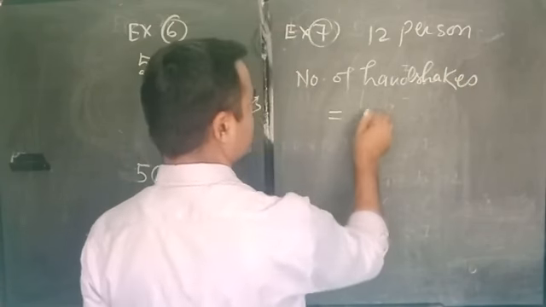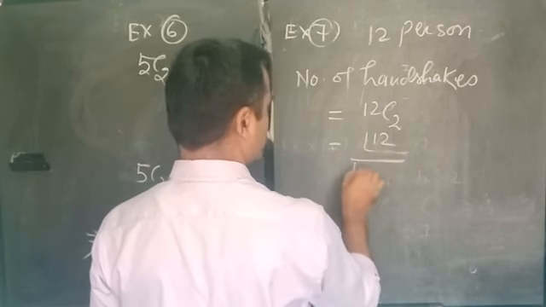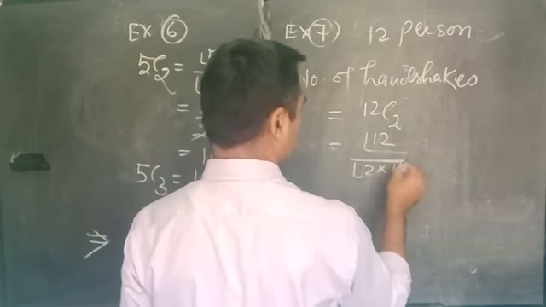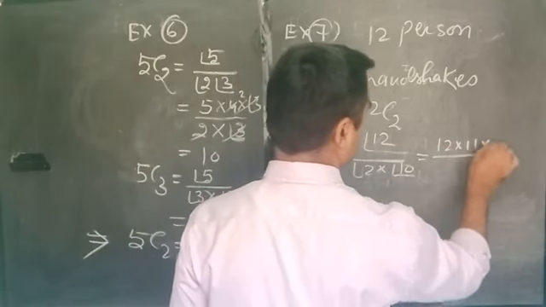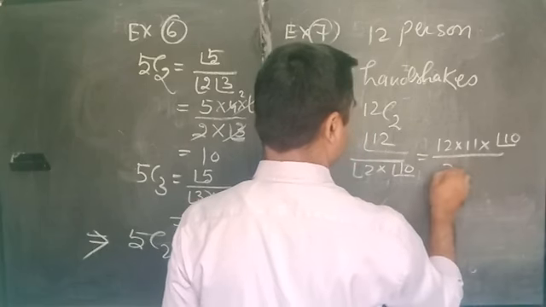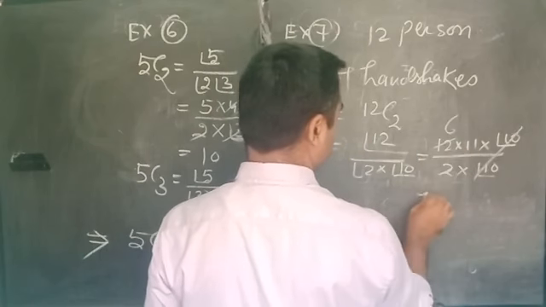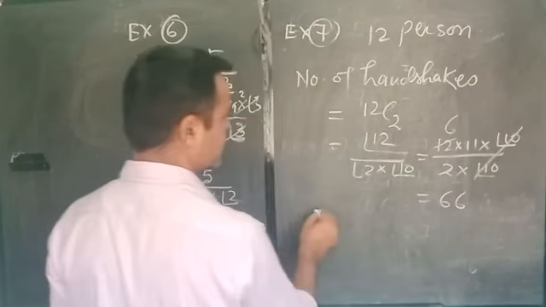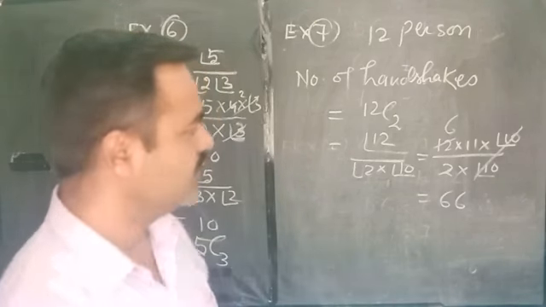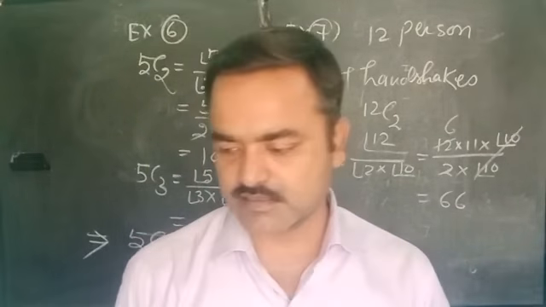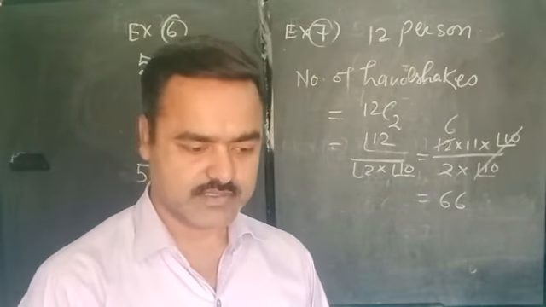So the total number of handshakes equals 12C2. This is equal to factorial 12 divided by factorial 2 into factorial 10, which is 12 into 11 into factorial 10 divided by 2 into factorial 10. Cancel out. 2 sixes are 12, and this is equal to 66. So this is your answer. 66 handshakes will be done among 12 persons.